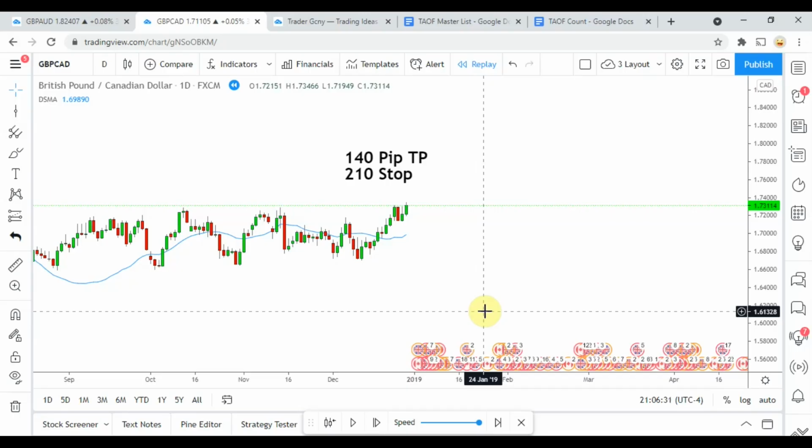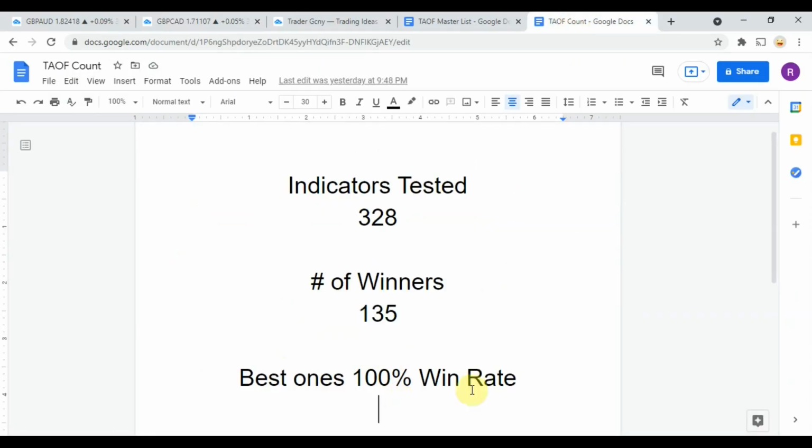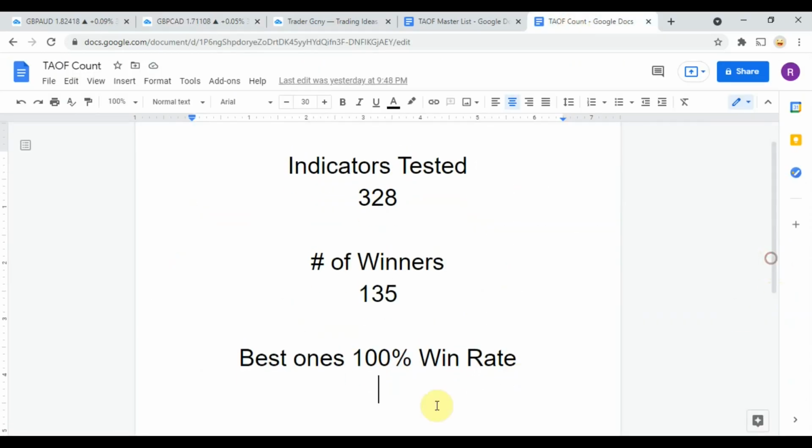Alright, as I said, today we will be testing the double smoothed moving average. Before we do though, I wanted to put the indicator scoreboard up for everyone to see. So to date we have tested 328 indicators, and out of those 328 indicators, 135 of them have been winners, which means that they have met or exceeded the 60% win-loss ratio threshold that we have set for them. The best ones so far were able to achieve a 100% win rate.